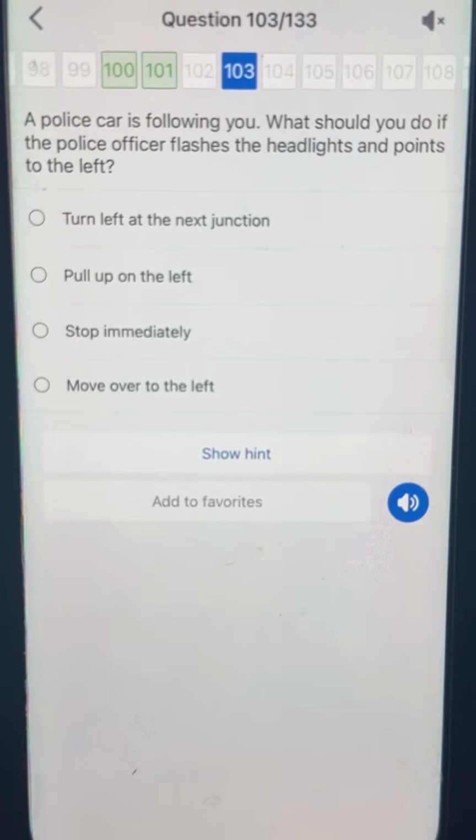Okay, a police car is following you. What should you do if the police officer flashes the headlights and points to the left? So you're not going to stop immediately because it's not going to be safe. You should be pulling up on the left when it's safe to do so. Always, yeah? He's not asking you to move over to the left, but he wants you to stop, pull up on the left, yeah?